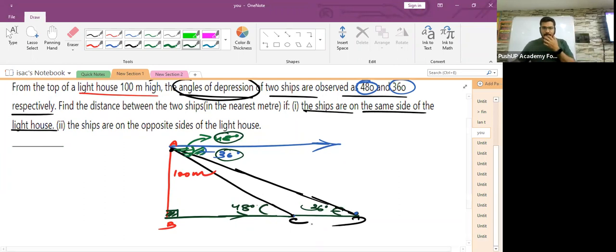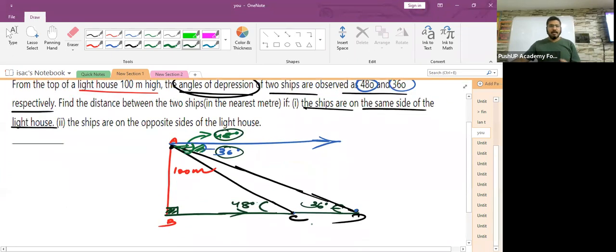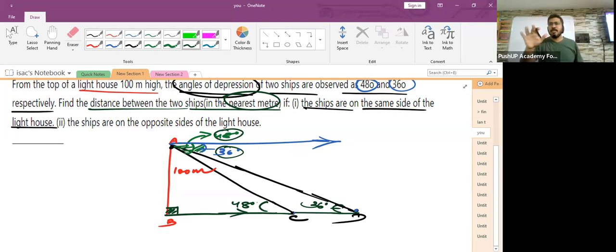Okay. Now, children, the diagram is ready. Now they are asking us to find the distance between the two ships in the nearest meter. Children, this nearest meter thing we will do in the last step. Don't have to bother about it right in the beginning. First, you find out the distance between the two ships.